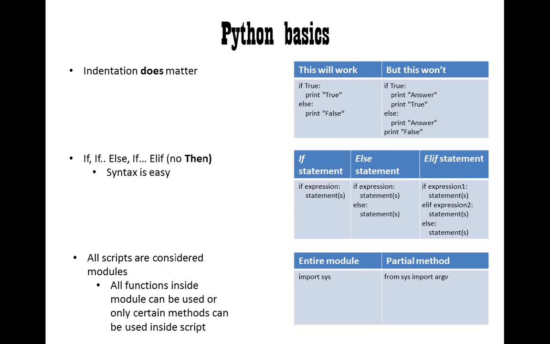Now here's some of the Python basics, some of the stuff you might immediately notice. Indentation does matter. Like the first column, if true, colon, the next line down, that is all considered one block of code. The next column over, the bottom line, if it's not lined up with the colon, it'll produce an error. The if, else, and else if statements, they seem really easy. Like if x equals, or if whatever expression, do this statement.